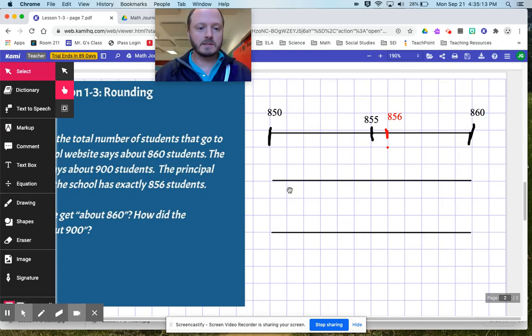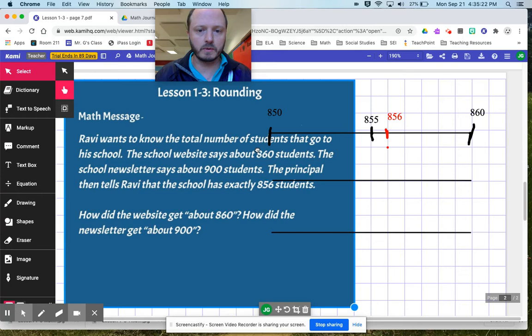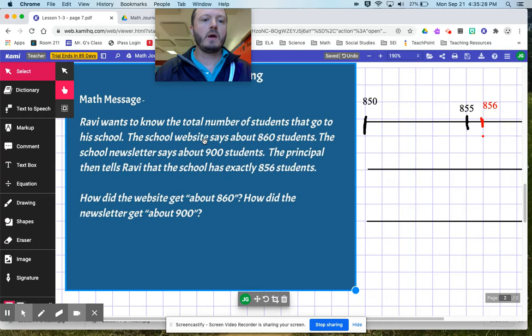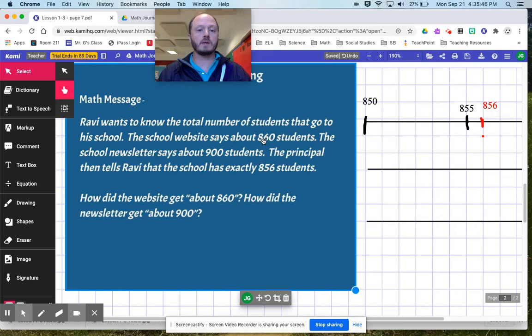So let's think about this next example, 900. I'm going to move this over just so we can look at it really quick, and then I'm going to put it back. I actually wanted to move the whole page. There we go. So the school newsletter says about 900 students, and we know the exact number is this 856, right? So how did we get to 900? In this example, we rounded not to the nearest 10, but this time to the nearest hundred.